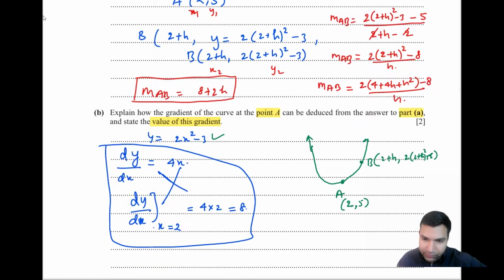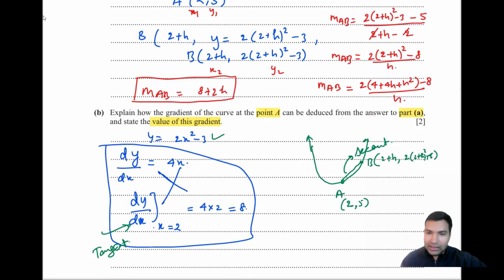Right. Now, if you join this, it is a chord, isn't it? So dy by dx basically gives you what? A tangent at point A, right? So this is basically called a secant. This is called a secant. A secant is a line that crosses a curve at 2 points.